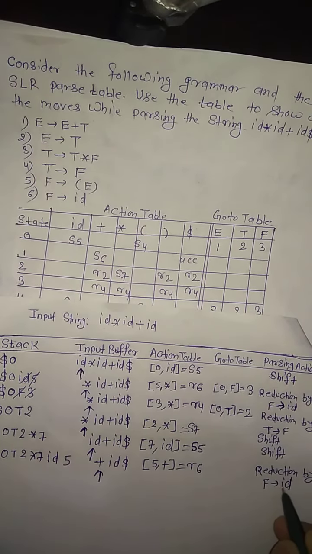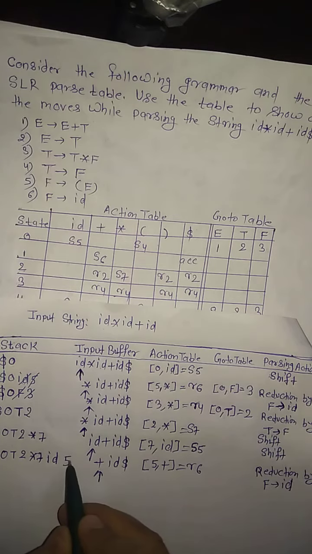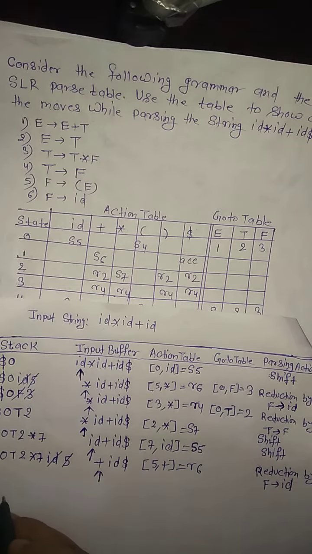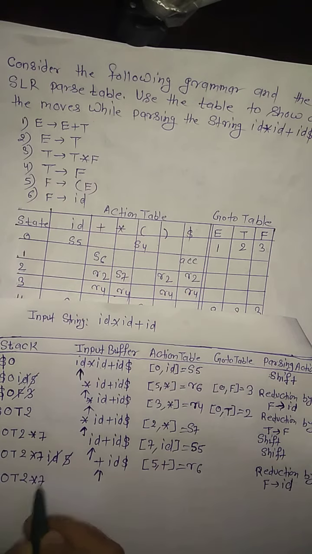What is the length of the body of this production? It is 1. Now multiply 1 with 2 and you pop 2 symbols from the top of the stack. Now we have 0 T 2 star 7.